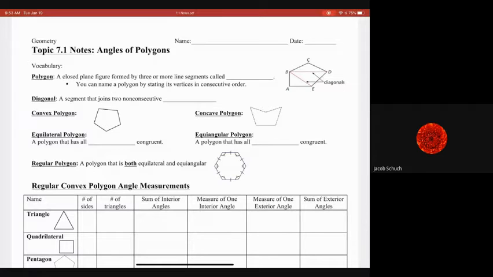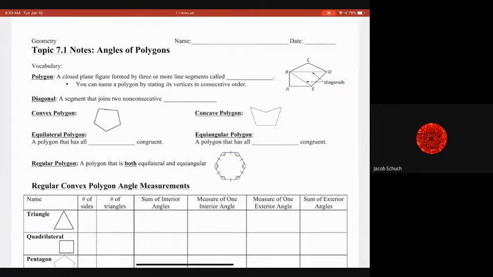Chapter 7 is going to have to do with polygons, angles of polygons, classifying polygons, so knowing their names and finding the number of sides. We're going to learn about quadrilaterals, so that's shapes that have 4 sides. So we're going to learn about parallelograms.